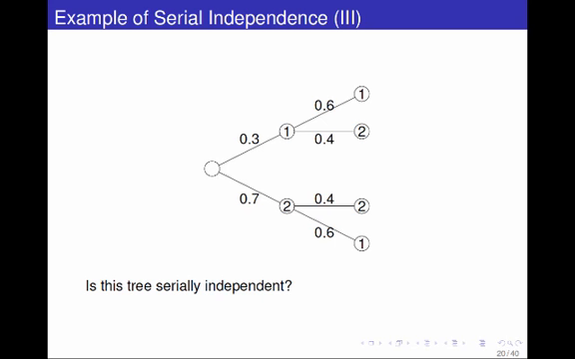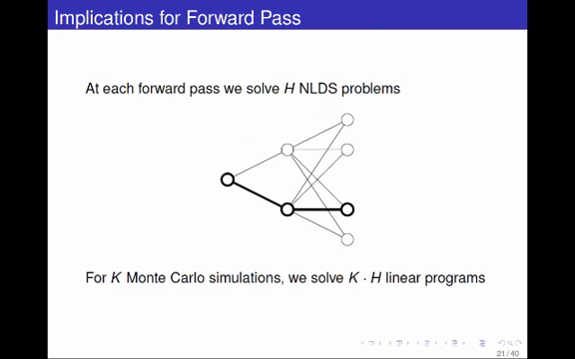So, this is starting to look promising now, because I've told you a way we can avoid enumerating just by simulating. So that gave us k times H linear programs in the forward pass. And now I'm going to propose that in the backward pass, we just solve, well, actually, let's see this in the drawing. So at a single forward pass, we solve capital H problems. So then if I do k Monte Carlo simulations of what could happen, I solve k times H linear programs. And I store the x's for each Monte Carlo simulation. Okay?